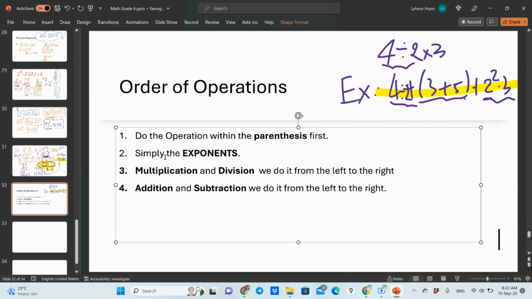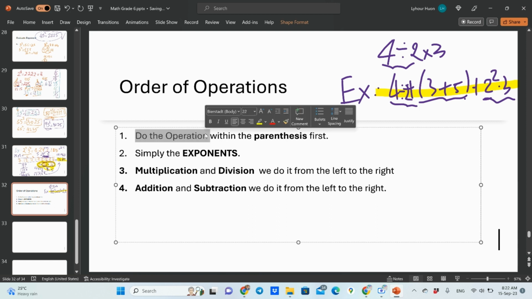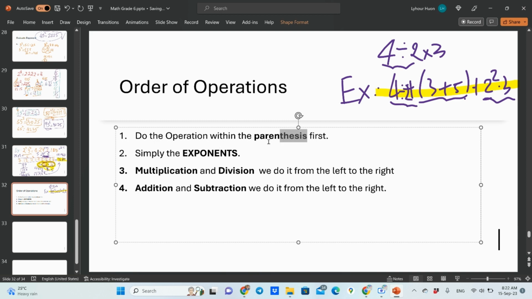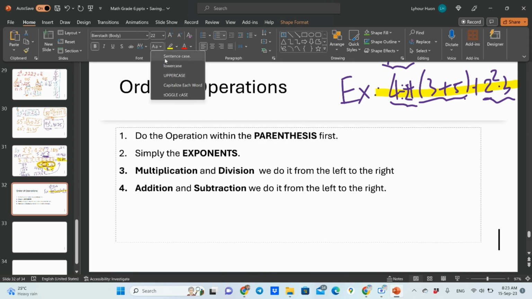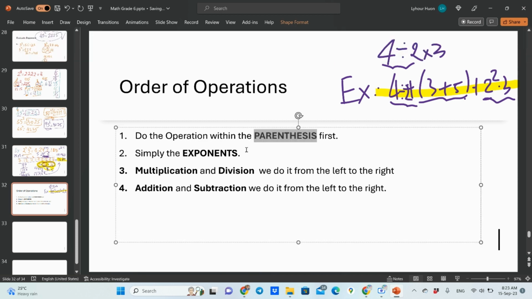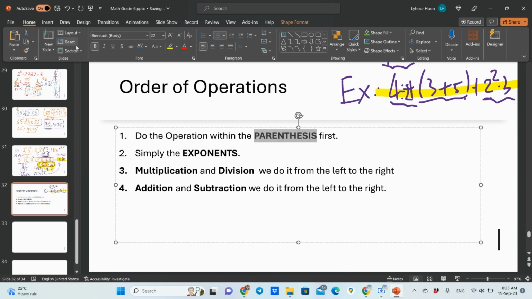Okay, so when we have mixed operations, the first order is parentheses. Then exponents. First of all is parentheses, second is exponents, then multiplication and division.